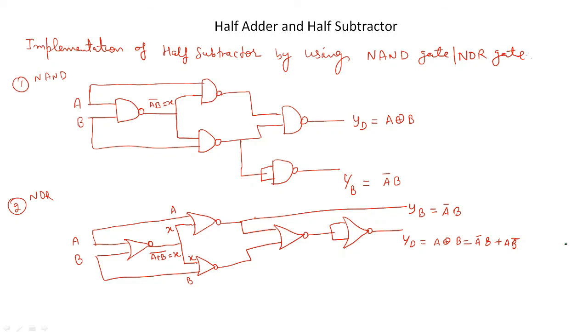Now similarly we can implement the half subtractor by using NAND gates and NOR gates. You can solve these as in the earlier case of the half adder, and your difference here will be A exclusive OR B, and your borrow will be A bar B. So here you see you are using 5 NAND gates, and similarly here you are using 5 NOR gates.